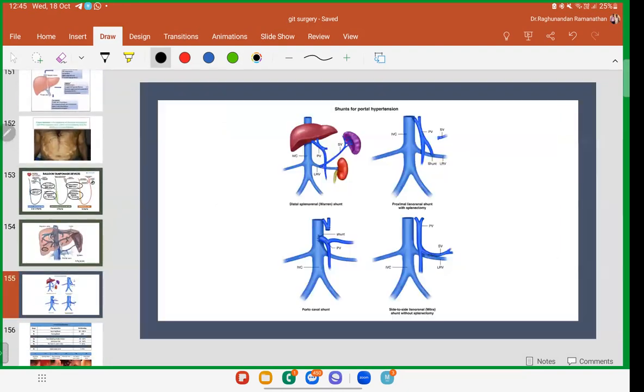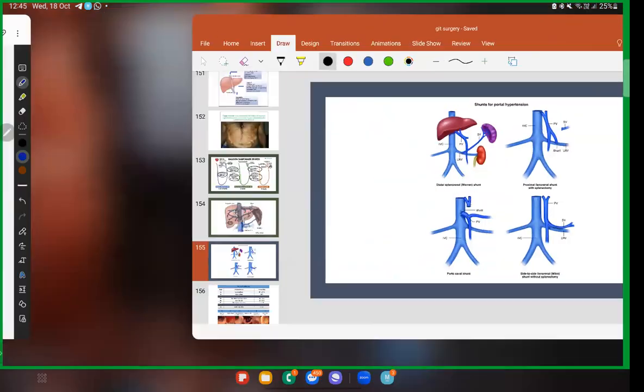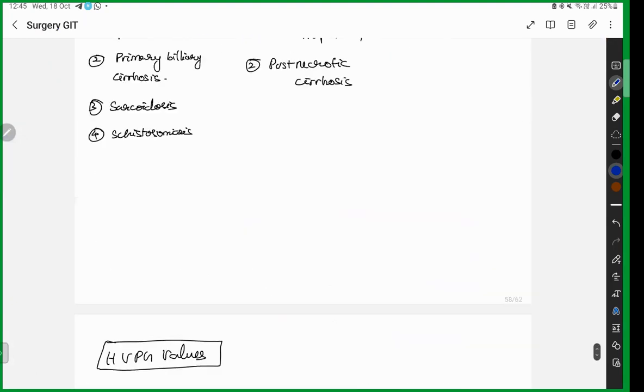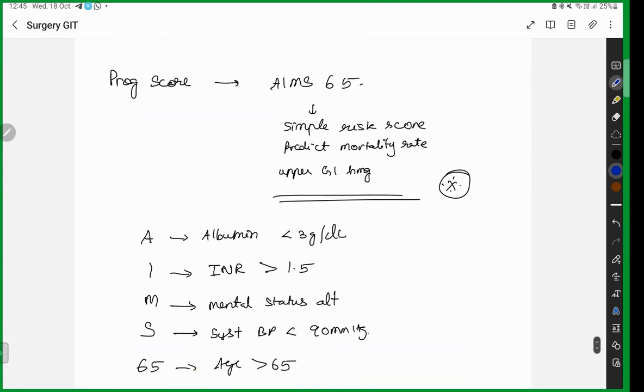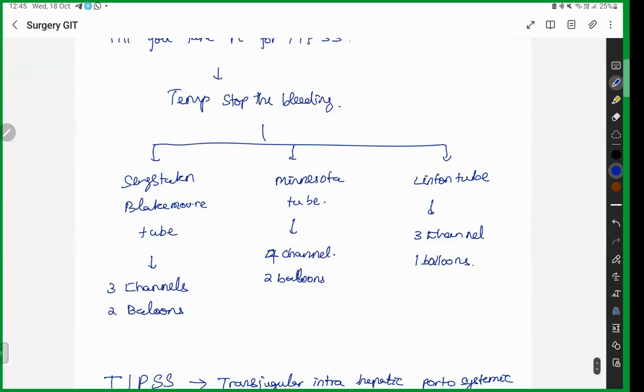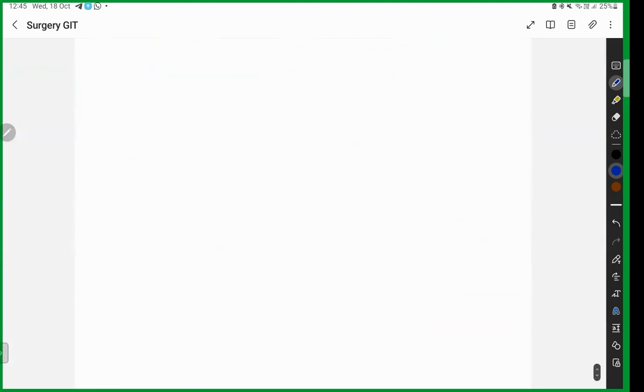One prognostic score which we have already discussed. Yes, that is your AIM 65. Do you remember we have discussed the AIM 65? That is a prognostic scoring for upper GI mortality rate. Another one describing mortality rate is another scoring system called BLEED.